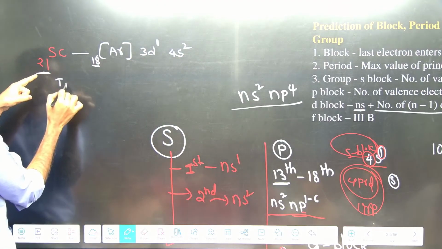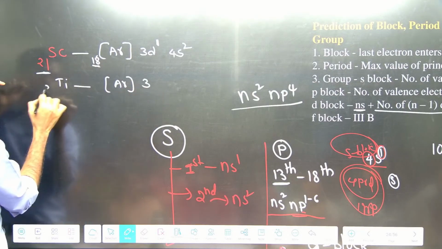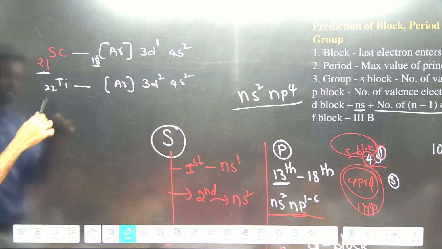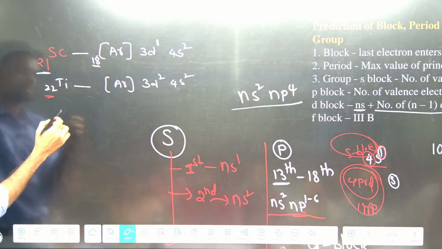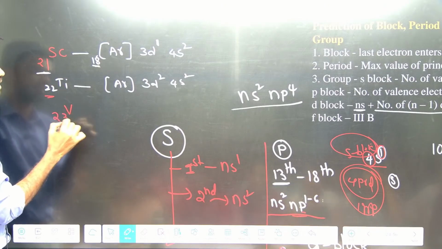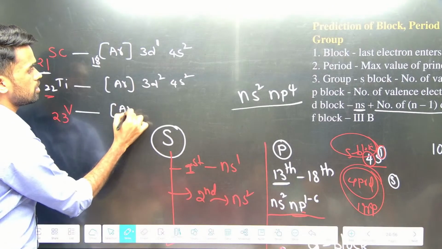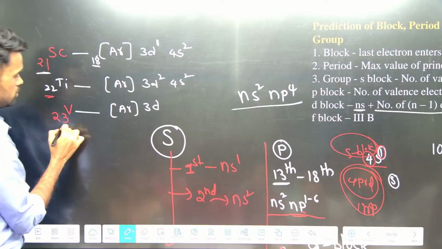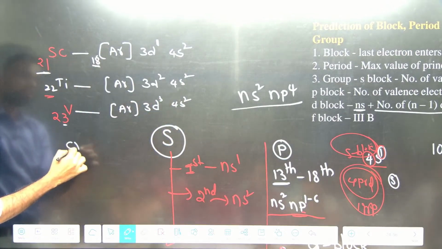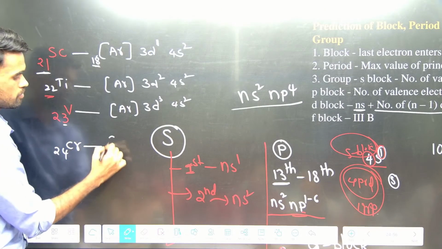Next after scandium, titanium. Tell me. This is fixed. Argon 3d2 4s2. These numbers only you are writing. Next, vanadium, 23. So tell me. Argon 3d3 4s2. Next chromium, 24. Tell me.